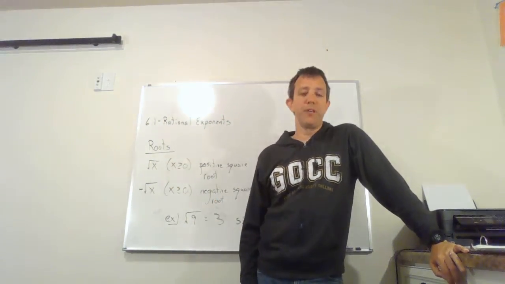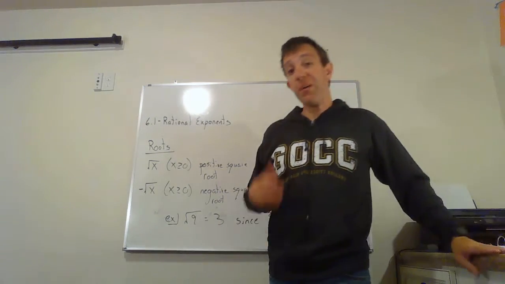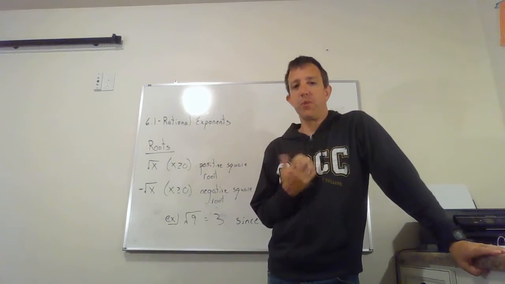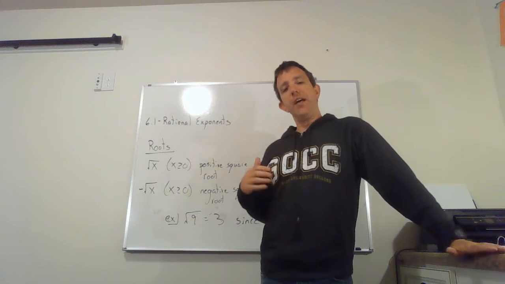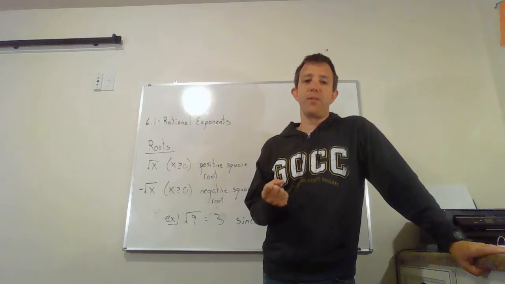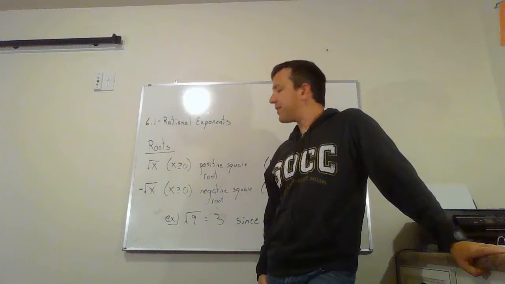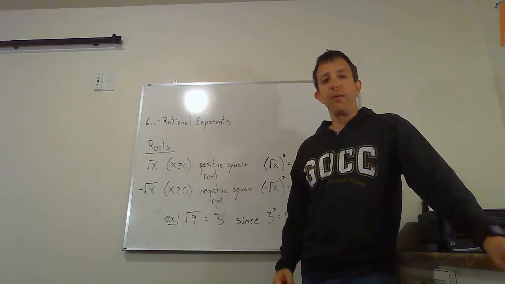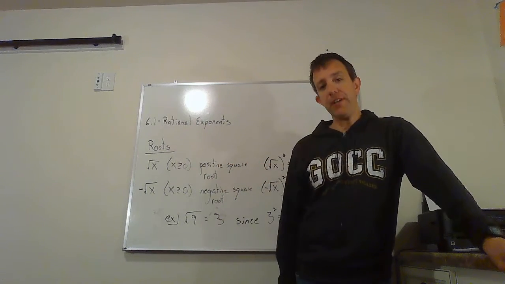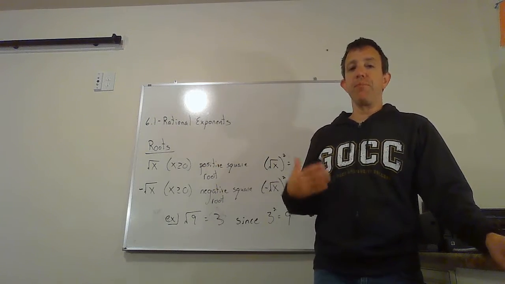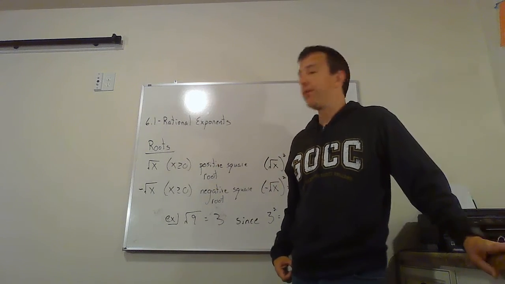Today, 6.1, rational exponents. So we are moving into roots, square roots, cube roots, that kind of stuff. And to do that, we're going to also look at some exponents. But let's start by looking at some roots. We're going to start with some nice ones that you should be fairly familiar with. And then on the next board, we'll get some little bit bigger ones.